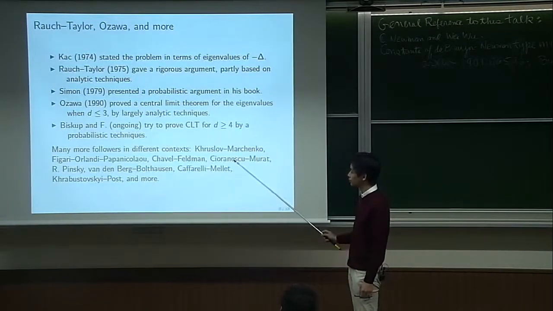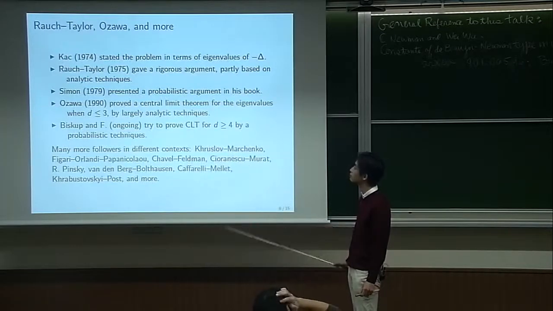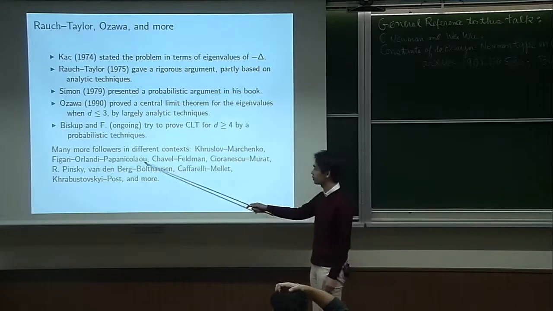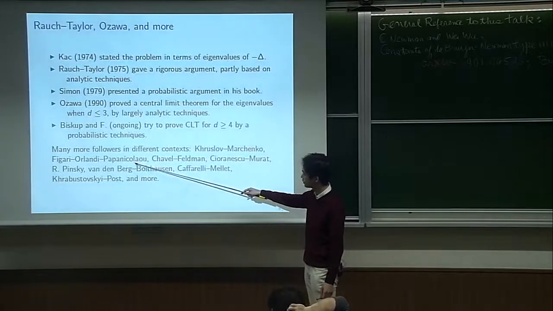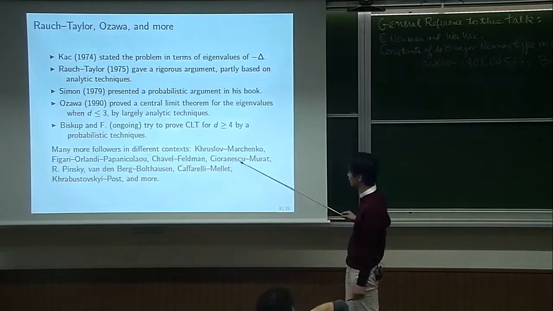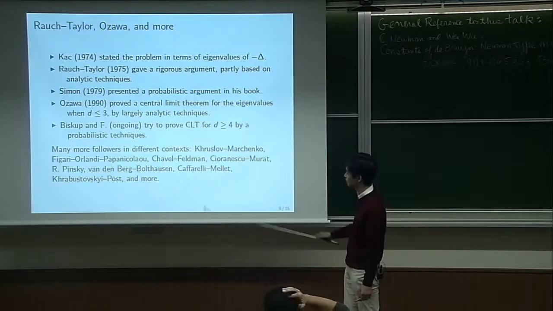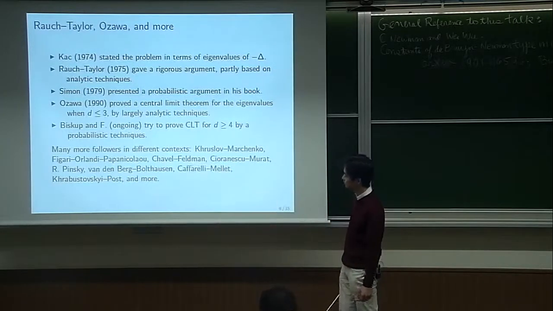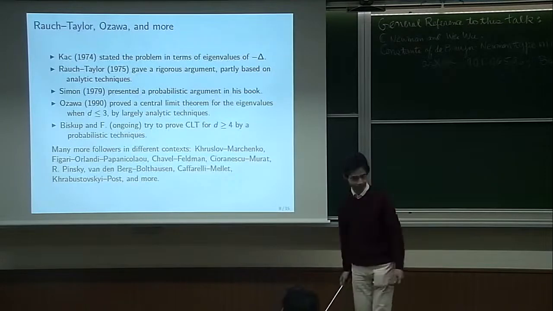And there are many more followers from different contexts. For example, Khruslov and Marchenko studied this kind of model from a potential theoretic point of view. Figari, Papanicolaou, this is homogenization. And Cioranescu-Murat, it is also homogenization. Scheffer-Feldman did it on a Riemannian manifold, and so on.